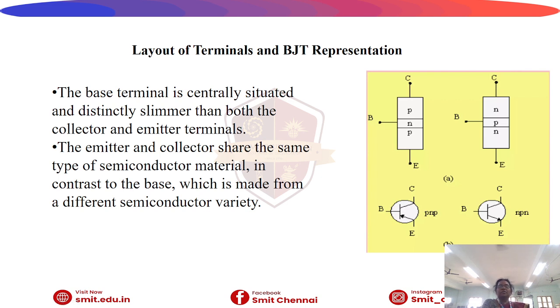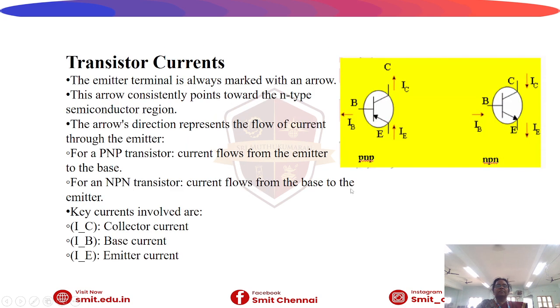Layout of terminals and BJT representation. The base terminal is centrally situated and is distinctly slimmer than both the collector and the emitter. The emitter and collector share the same type of semiconductor material, in contrast to the base, which is made from a different semiconductor variety. This is a symbolic representation of PNP and NPN transistors.